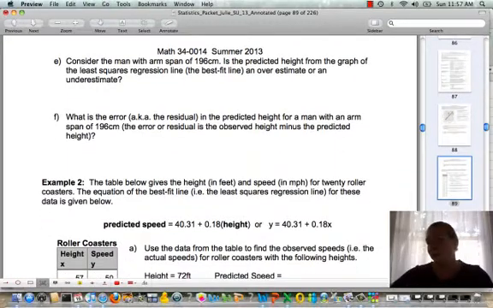So now we consider the man with the arm span of 196 centimeters. And was his predicted height an overestimate or an underestimate? Well, his predicted height is an overestimate.